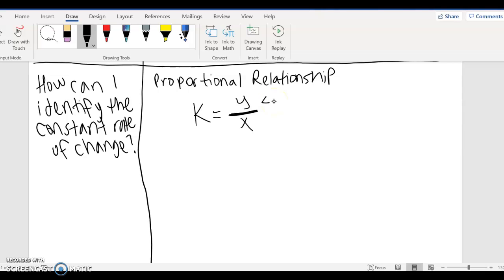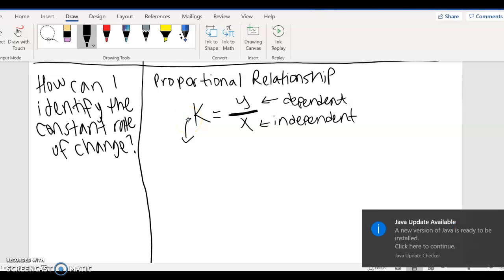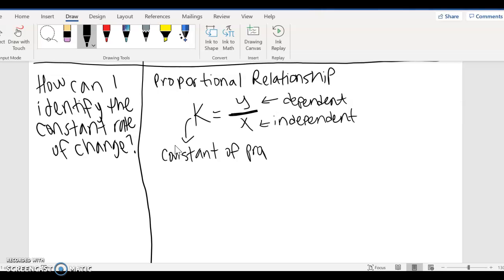Quick review of things you should already know. Y is our dependent variable. X is our independent variable. And then the new letter for today is K, which represents the constant of proportionality, which is the same thing as a unit rate. They mean the same exact thing.